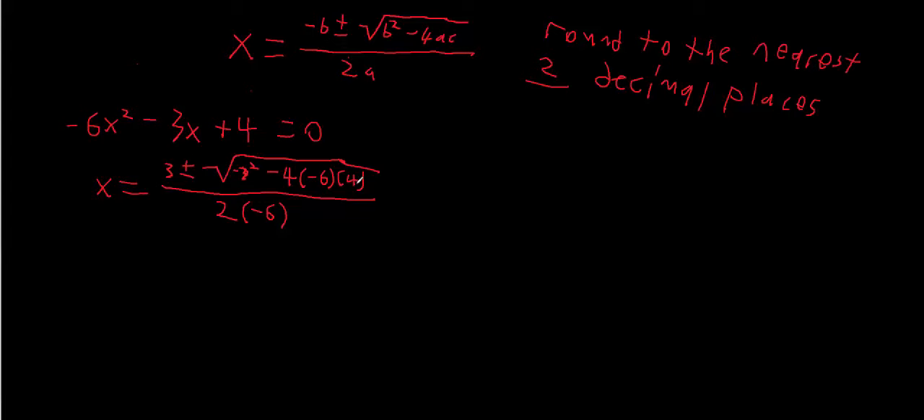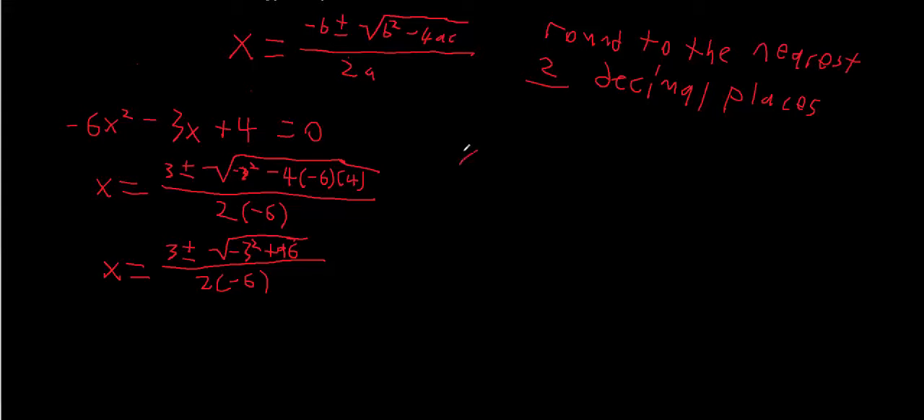So let me get my pen here. Okay. So now we would have x equals 3 plus or minus the square root of negative 3 squared plus 96, over 2 times negative 6. Okay, now we're going to find negative 3 squared, which is 9. And 9 plus 96 is going to be 105.